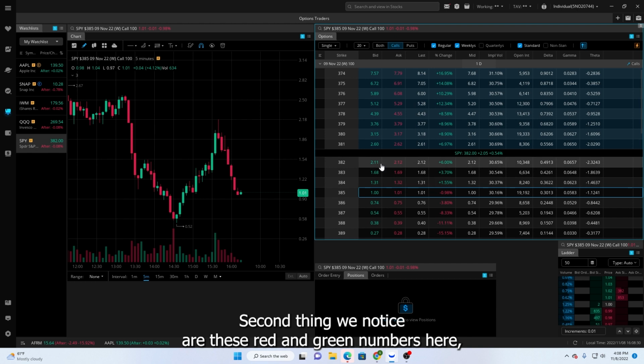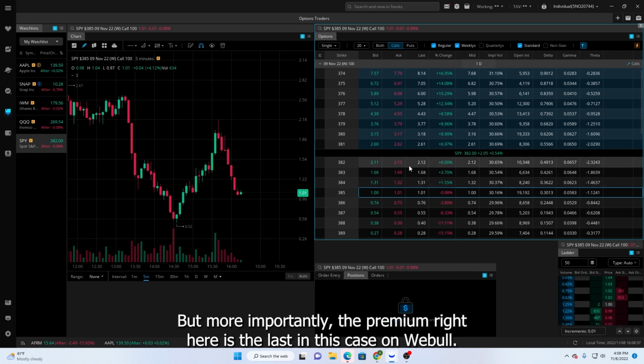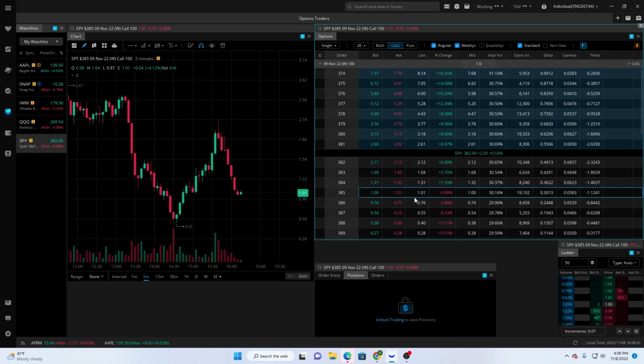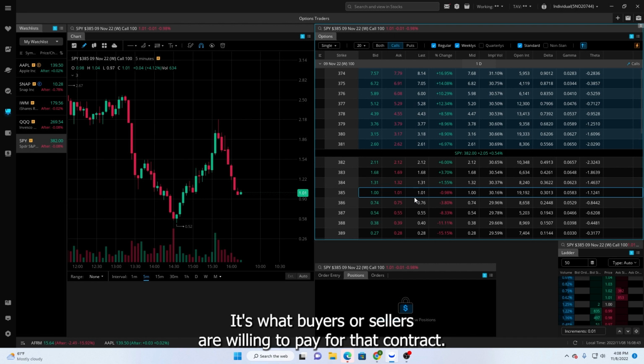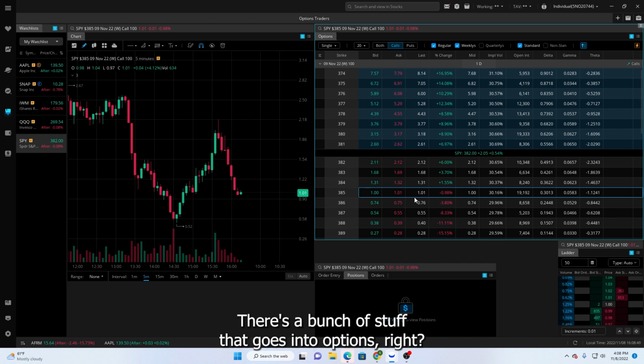Second thing we notice are these red and green numbers here, which are the bid and the ask, but more importantly, the premium right here is the last, in this case, on Webull. It's what buyers or sellers are willing to pay for that contract, and that's how inevitably you make money trading options. There's a bunch of stuff that goes into options, right? Like extrinsic value, intrinsic value, how close we are to expiration, implied volatility, stuff like that.